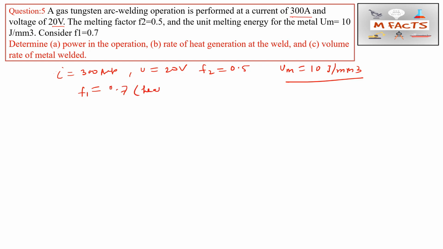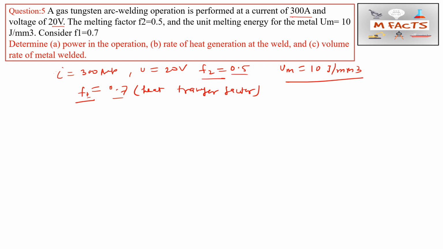I am writing here, this is heat transfer, this is the heat transfer factor. So there are two things, that is F2 and F1. F2 is the melting factor. These are constant and fixed values for the specific welding processes. So we need not learn these things. They will give them in the exam whenever they ask this type of question.